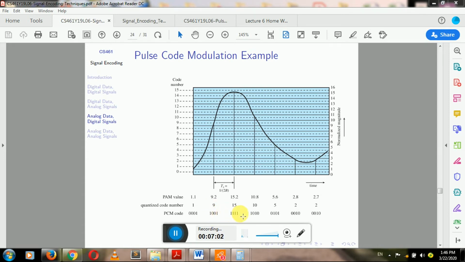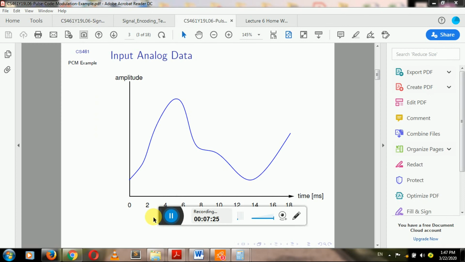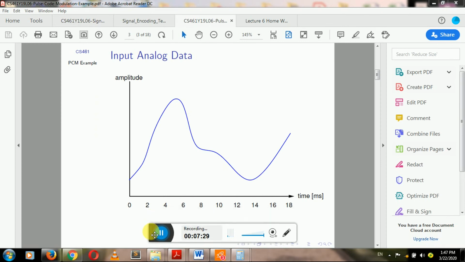So we can continue changing the pulse amplitude modulation values into binary. Then this will be our code, or pulse code modulation code, or digital code, a digital sequence of bits for this analog data. So let's see another example in this pulse code modulation.